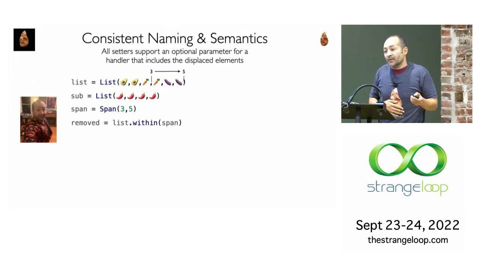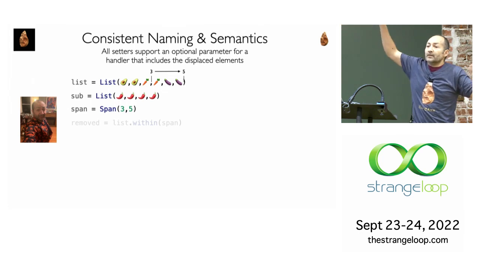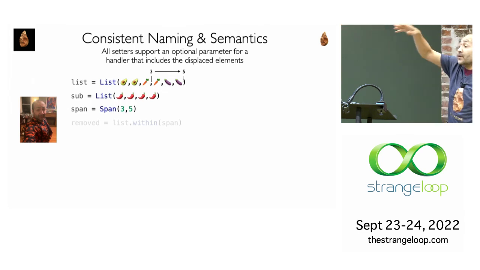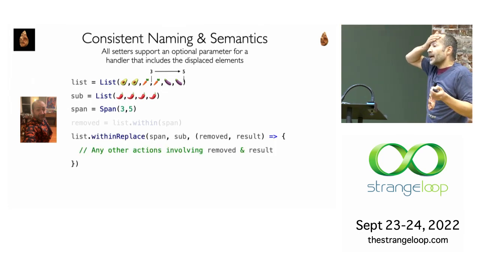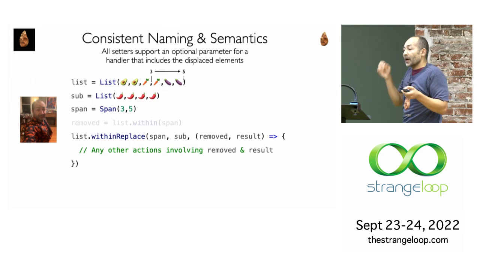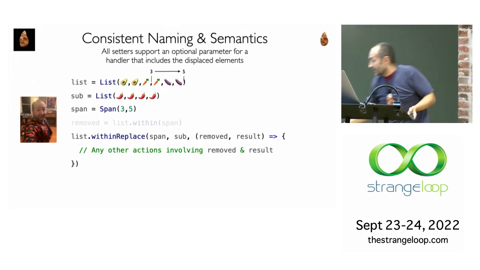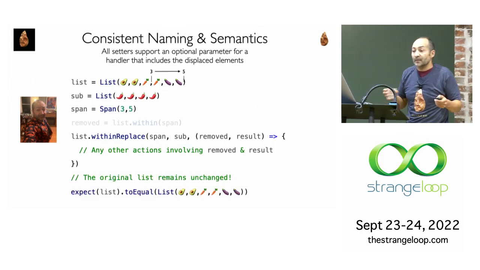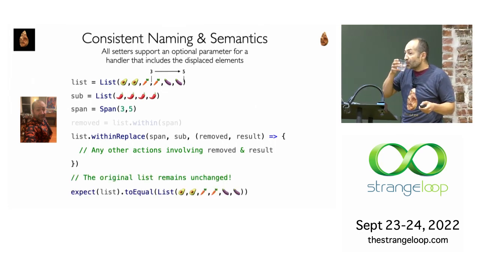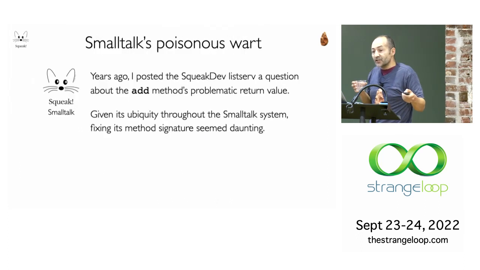Here we go. One other thing: let's say you don't feel like digging the remove thing out, or maybe you don't need it. One other way to do it is that every setter in HandAxe has this optional handler where it will give you the removed thing or the new result. So you can have your cake and eat it too and still keep it immutability kosher. And again, the original list is unchanged.